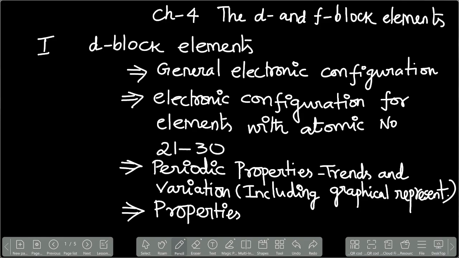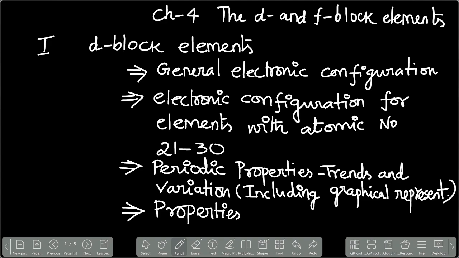Now, I have written the key points for chapter 4, the D and F block elements. So, what are the main points we must be thorough with? From which areas will questions come, right? That only I highlighted on the board.